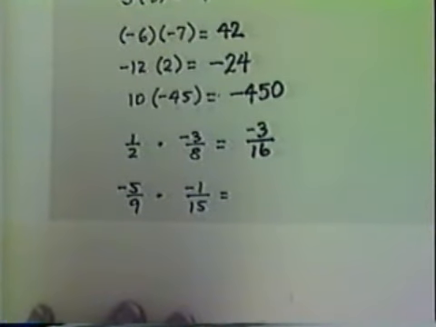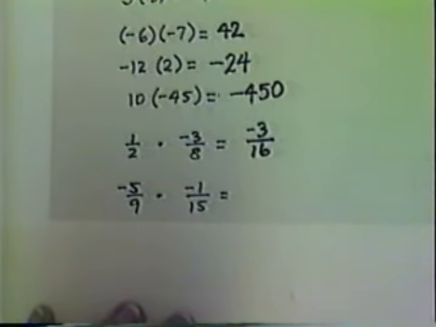Negative 5/9 times negative 1/15. We're multiplying two numbers with the same sign. Therefore, the answer is positive. In this case, we're multiplying fractions, and reducing can be done before we multiply. Many people call that canceling.